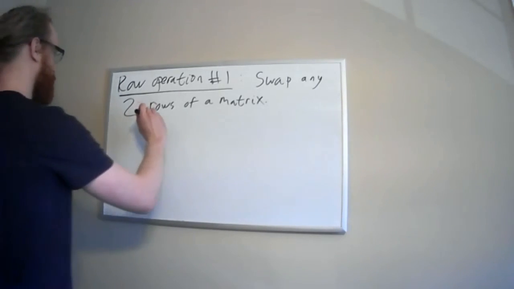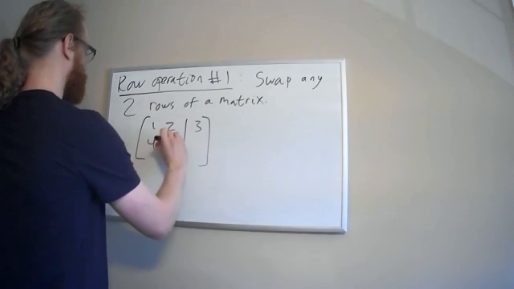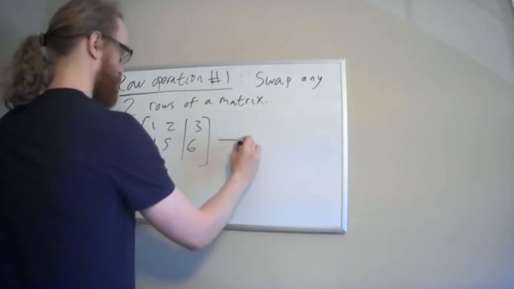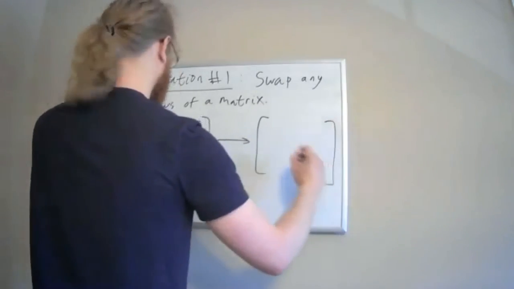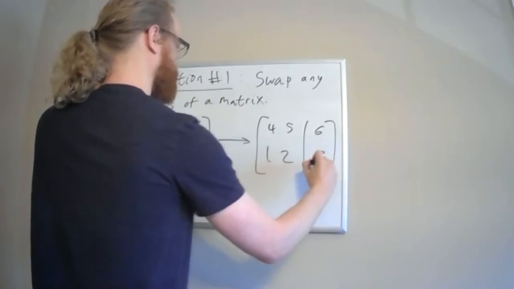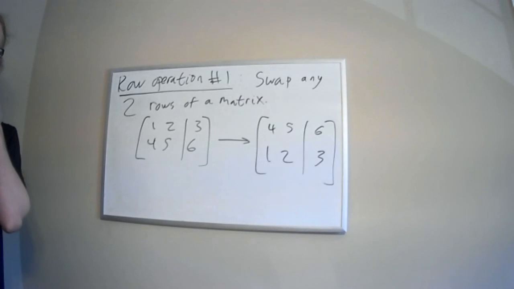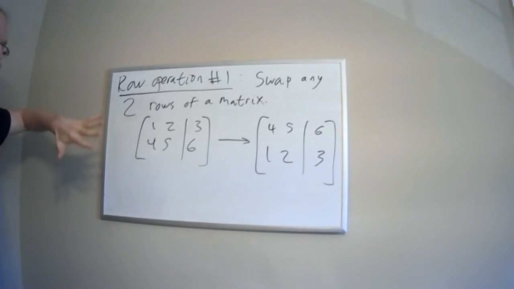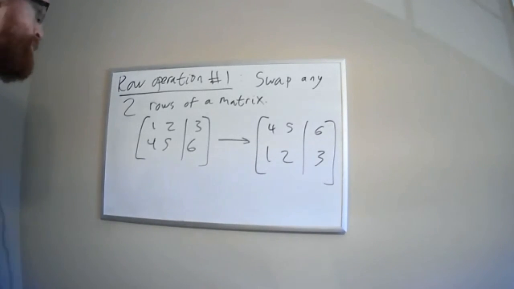So, instead of just writing 1, 2, 3, 4, 5, 6, I could instead write this like this. And all I've done is swap those 2 rows. It doesn't matter how big your matrix is or how many rows there are. You can always take 2 of the rows and swap them. Always.